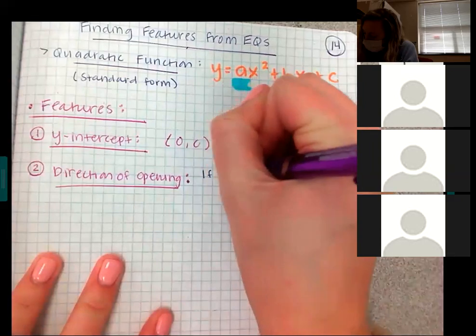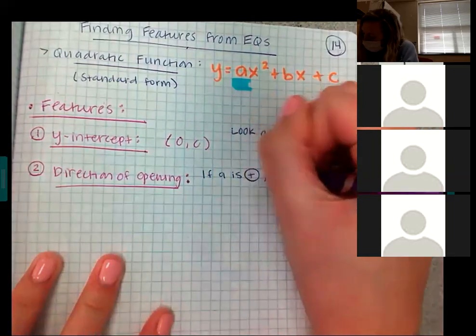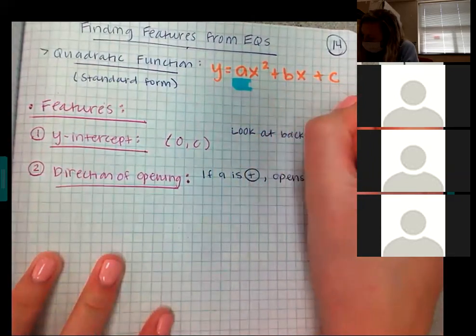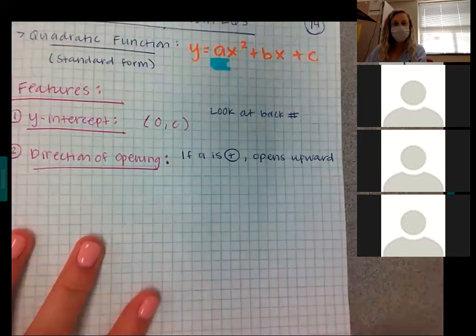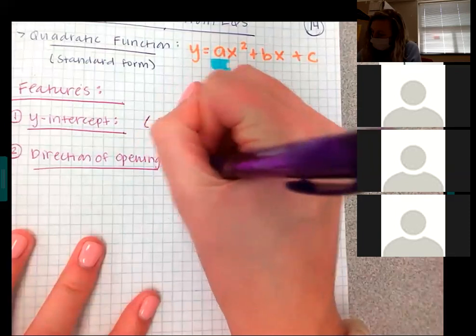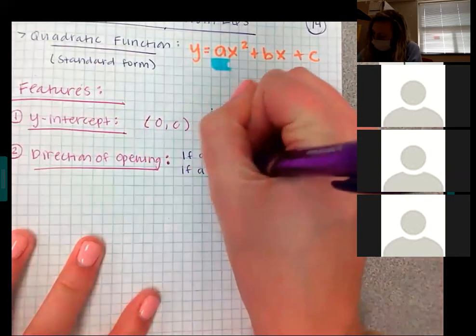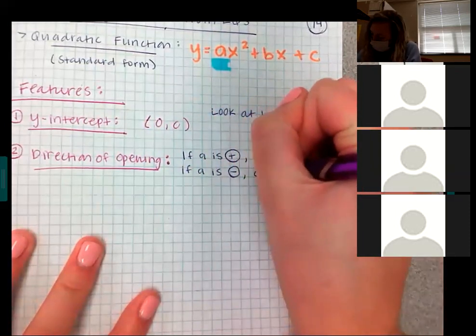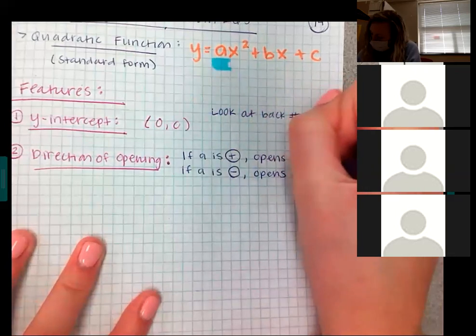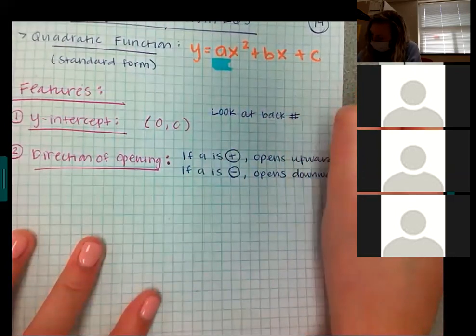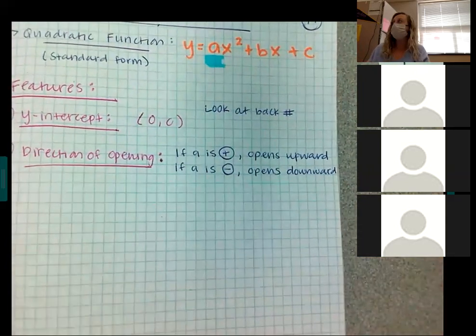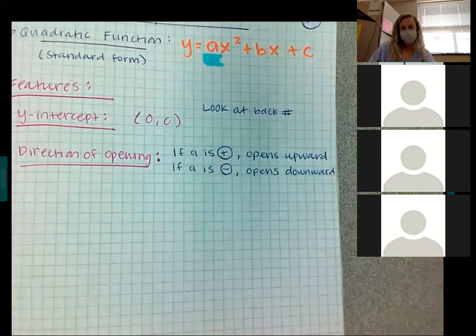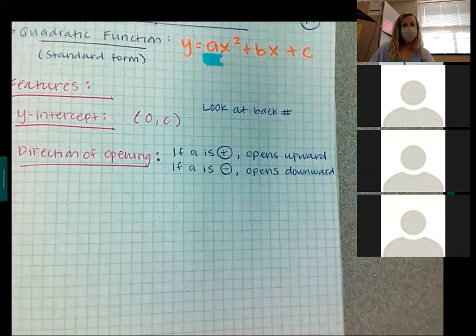If A is positive, it'll open up. If A is negative, it'll open down. I'm totally fine if y'all just write up and down. You do not have to write upward, downward. I'm good with abbreviations.